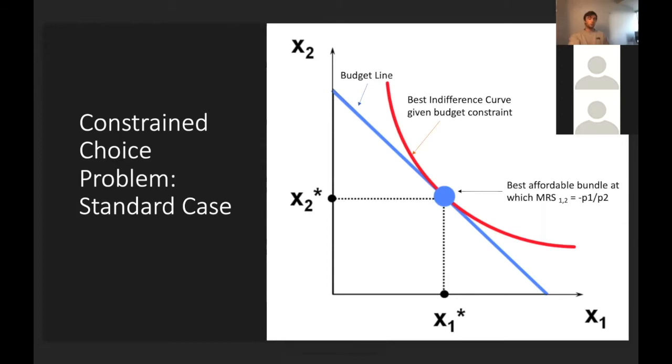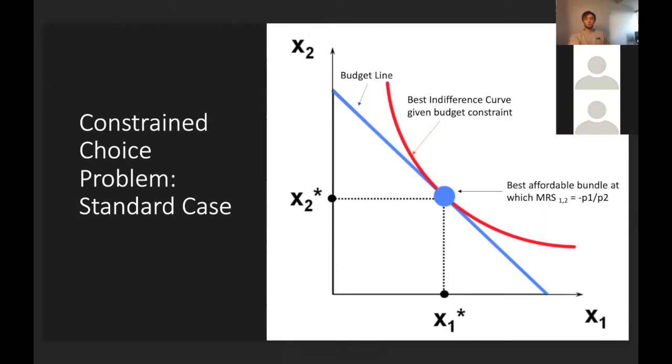So again, right here, we just have the visualization of the constraint problem. This is the standard case. So this looks like a Cobb-Douglas utility function and just a pretty standard budget line. But we're just looking at the best indifference curve given the budget constraint. So this is our utility curve that is tangent to the budget line and the furthest out.